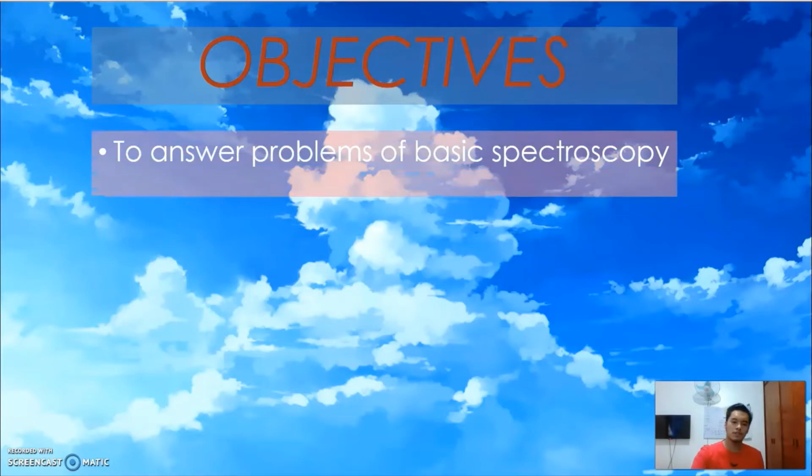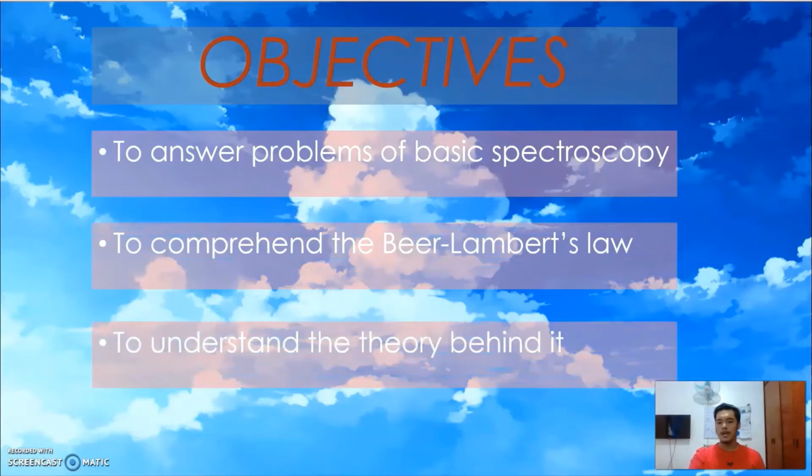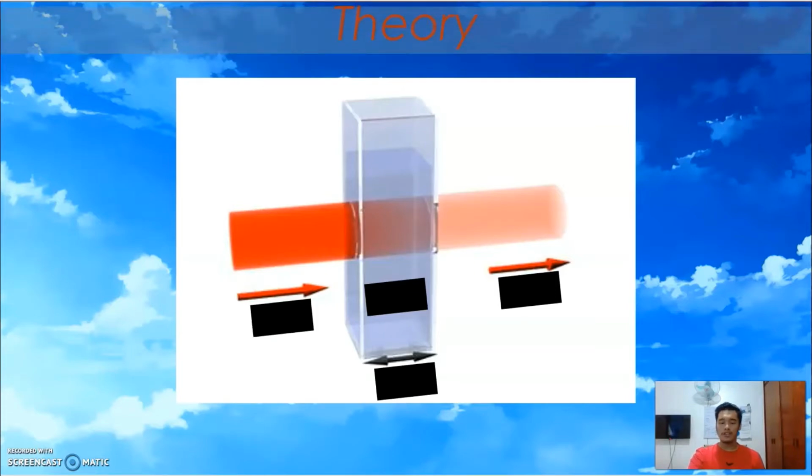The first objective is to answer problems of basic spectroscopy, to comprehend the Beer-Lambert's law, and to understand the theory and usage behind Beer-Lambert's law. So of course, without further ado, let us first discuss the theory behind this topic.